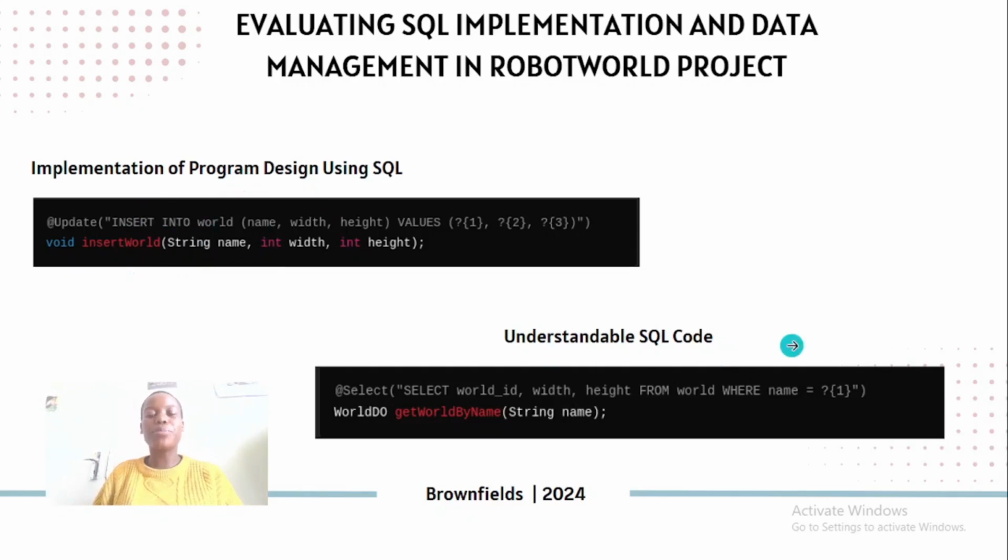The other one will be understandable SQL code. The get world by name method is a straightforward SQL query that selects specific columns from the world table. The clarity in naming conventions and SQL syntax makes it easy and understandable.